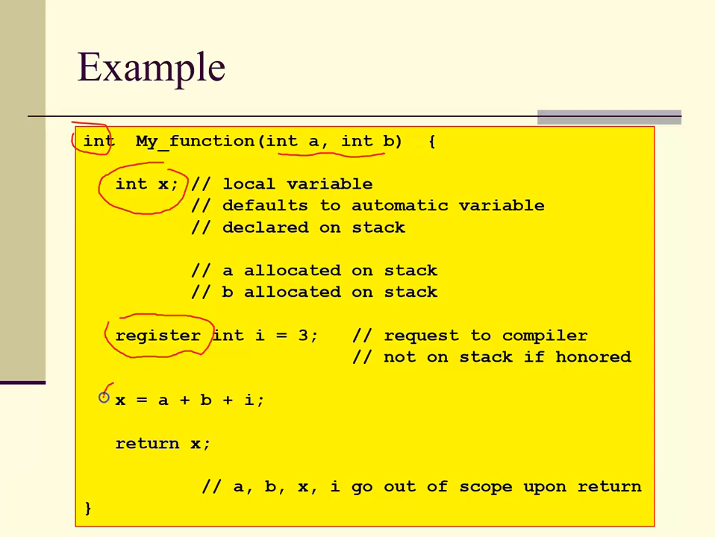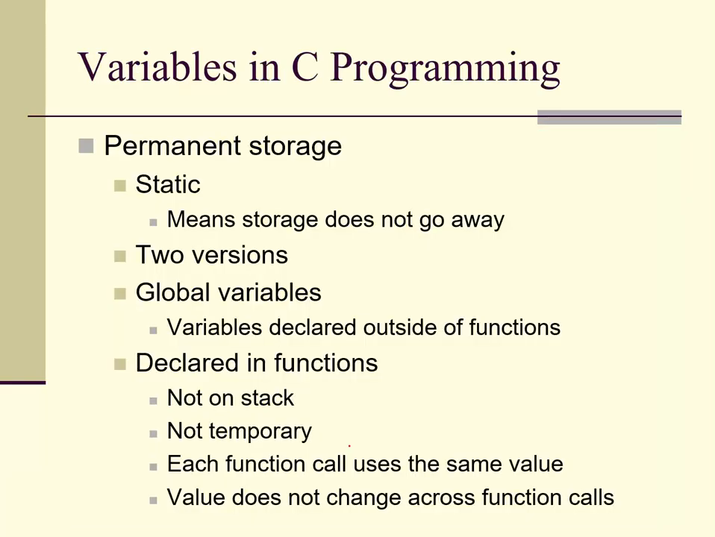This is just some dumb operation, no big deal. Here's the return value, so it's going to return this value to the calling code, whatever that is. And once that returns, all these variables here are going to go out of scope, which means the ones that are declared on the stack are going to be gone, and the register value, if it was even given a register, is going to go out of scope as well.